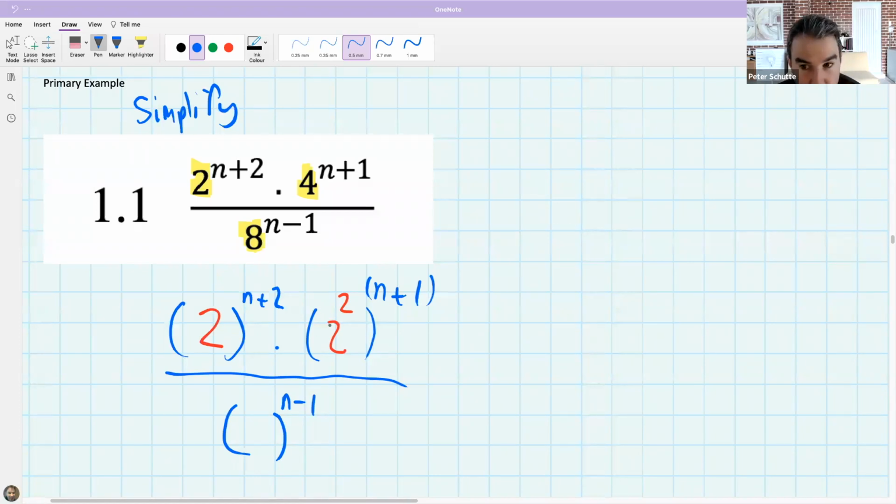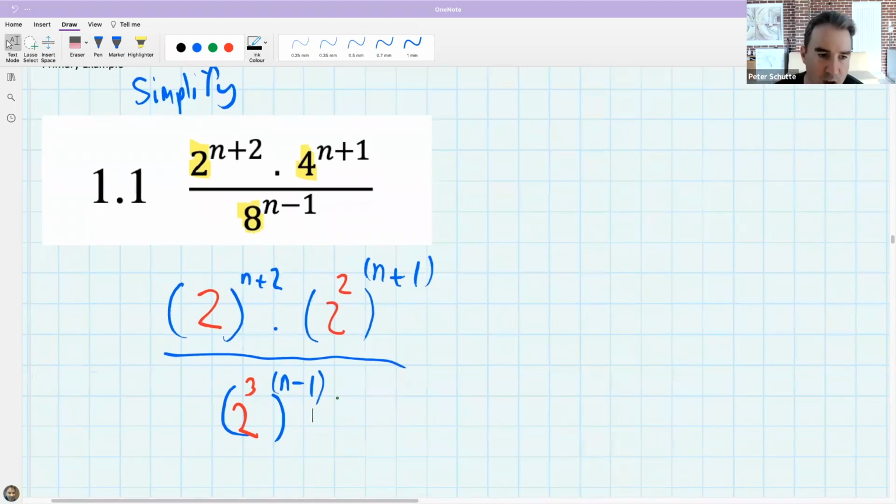What we want to do, Oratile, is make sure that the bases are the same. At the moment, what I'm doing is breaking down the 4 into 2 squared, and the 8 gets broken down into 2 to the power of 3. Now, what I'm going to recommend is you put a bracket around the power that's outside here.